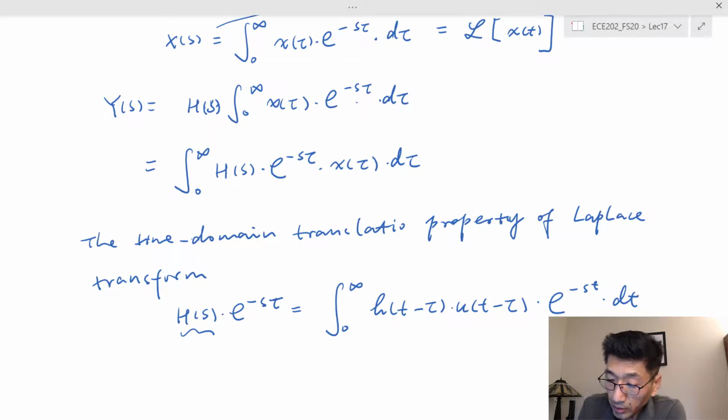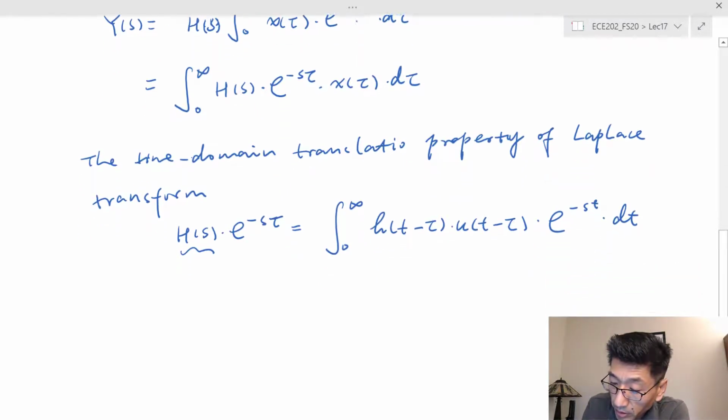And now I want to substitute this back into Y(s). So the equation becomes a little bit long here.